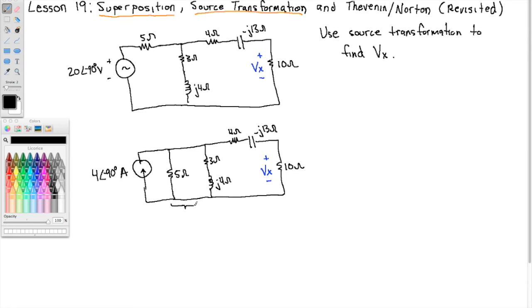So this guy here makes, okay, we'll call it Z1, and that's going to make the product over the sum. So 5 times 3 plus j4 over 5 plus j3 plus j4. So over 8 plus j4 ohms.